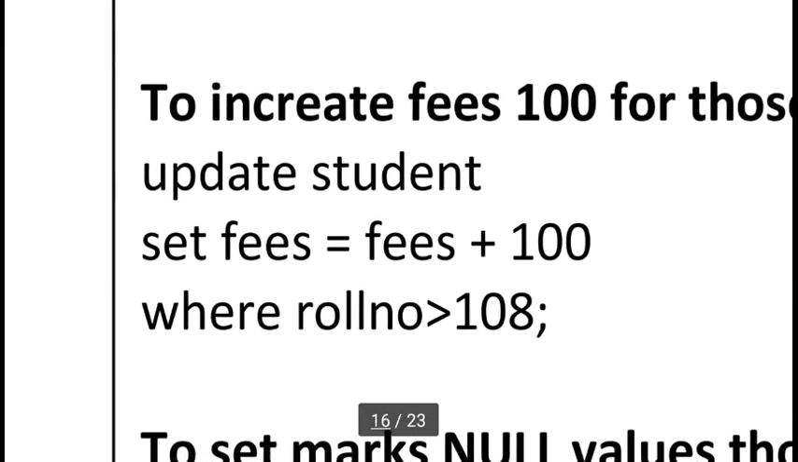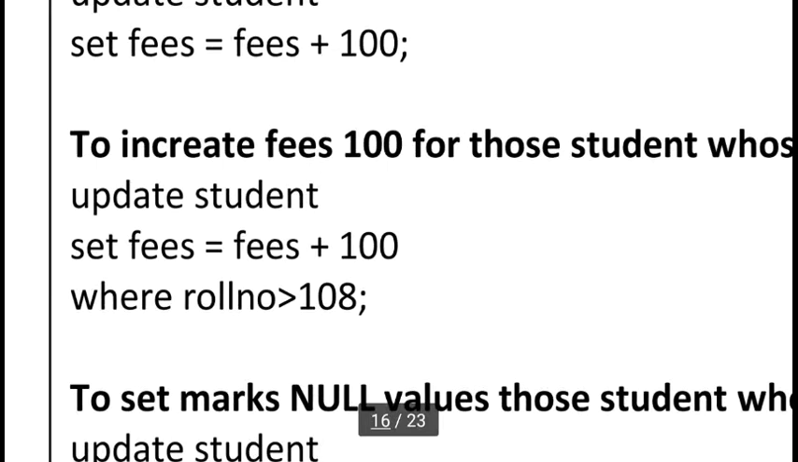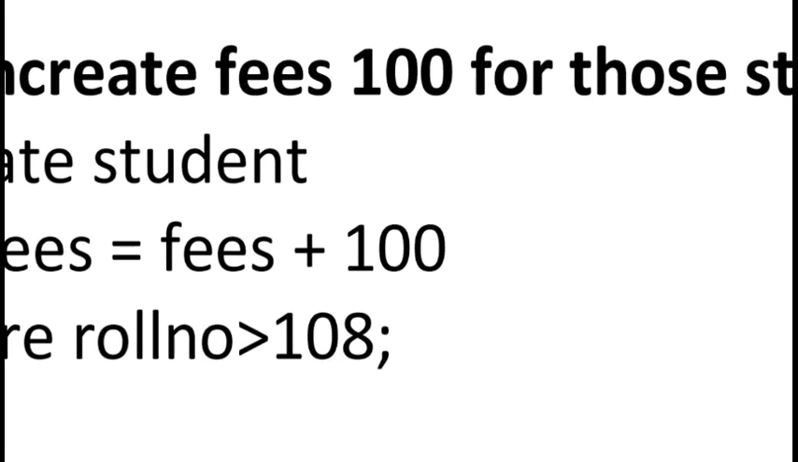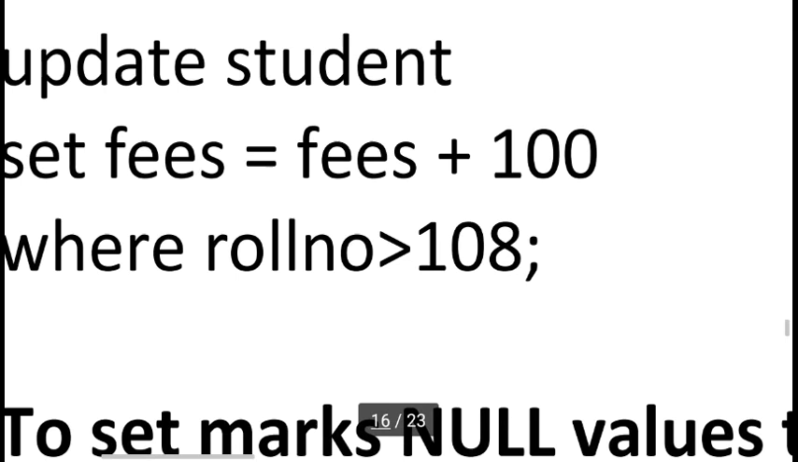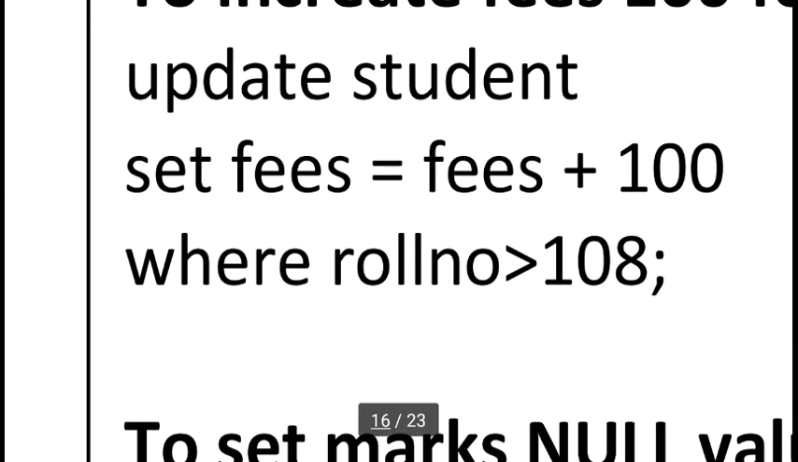Suppose you want to increase fees conditionally, so we can use where. Here all the students whose roll number is greater than 108 will have their fees increased by 100. So we can also change fees on a condition basis with the help of roll number.